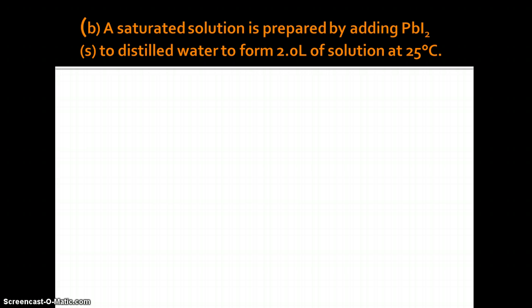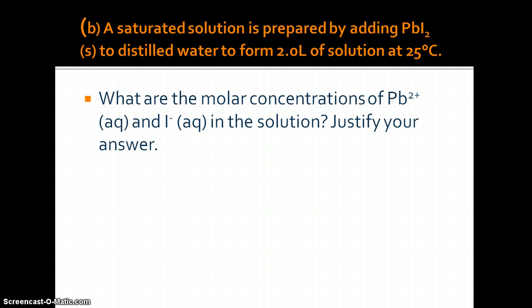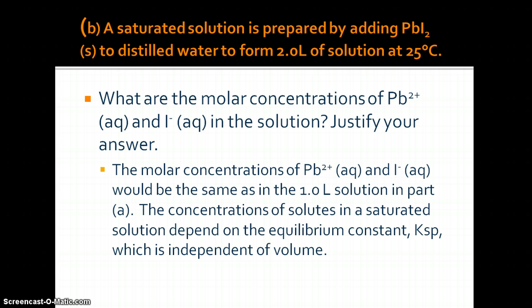B. A saturated solution is prepared by adding PbI2 to distilled water to form 2 liters of solution at 25 degrees Celsius. What are the molar concentrations of Pb2+ and I- in the solution? Justify your answer. So the molar concentrations of Pb2+ and I- are the same because the concentrations depend on Ksp, the equilibrium constant, and the equilibrium constant depends on temperature and is independent of volume. So even though you have a different amount of solution, the molarities are still the same.